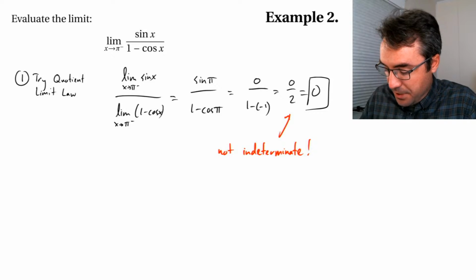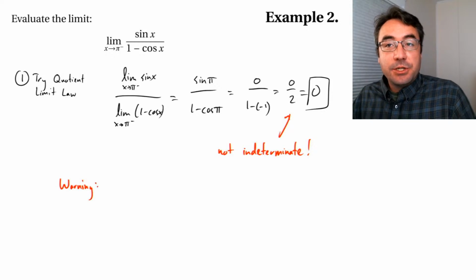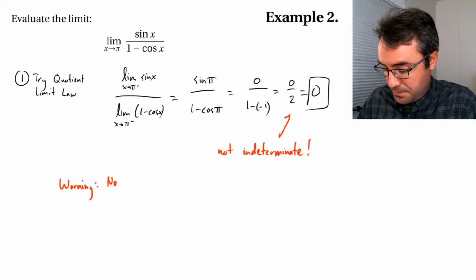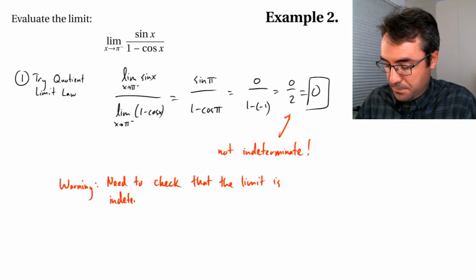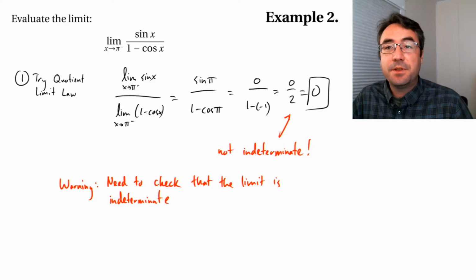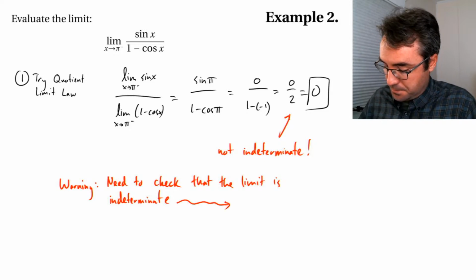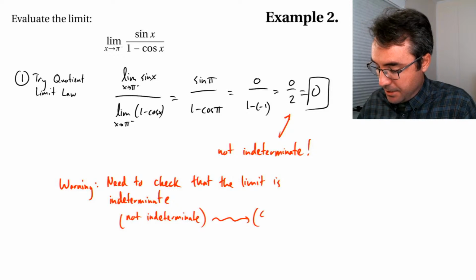So this is just a bit of a warning here. You have to go through this first step of checking to see if the limit is actually indeterminate, because it might not be. So if the limit is not indeterminate, then L'Hopital's rule doesn't work, and you'd get the incorrect answer. That means we cannot use L'Hopital's rule.